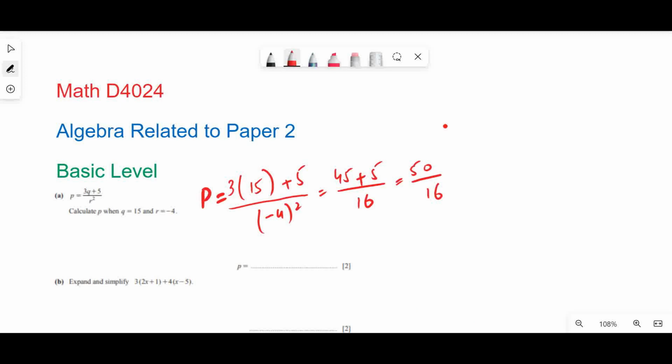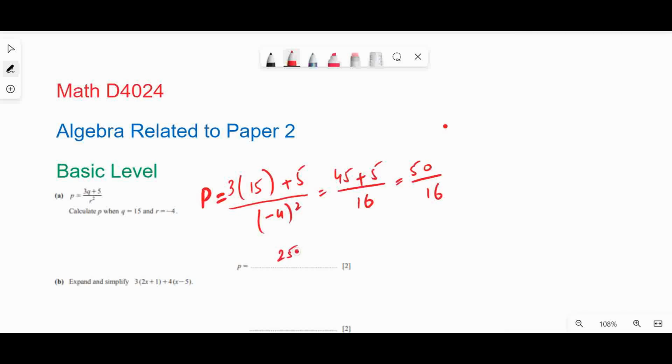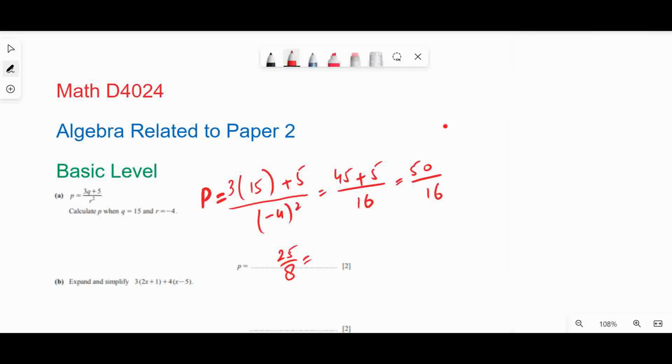So if we calculate it, this will be equal to 50 divided by 16. This will be equal to 25 by 8, or if you convert it into a decimal number, this will be 3.125. So this will be the final answer. Let's move to part B.